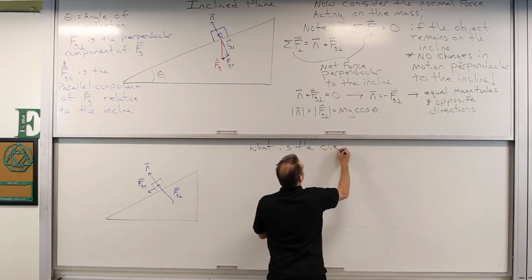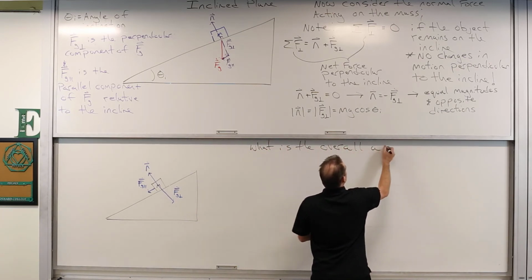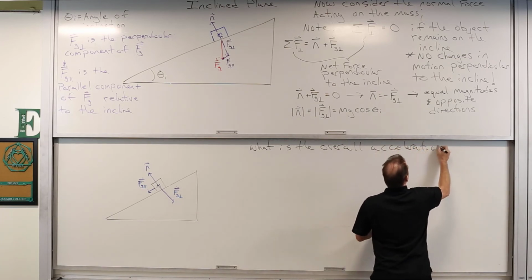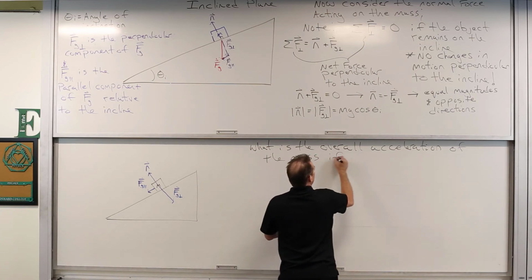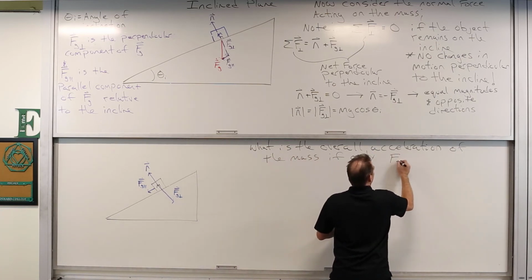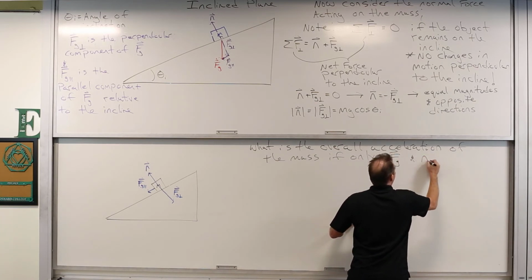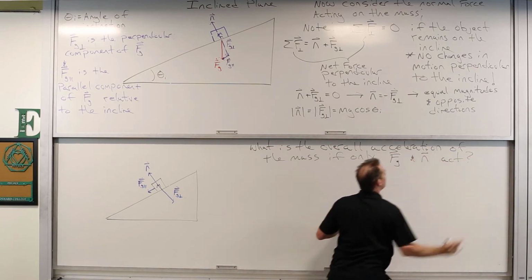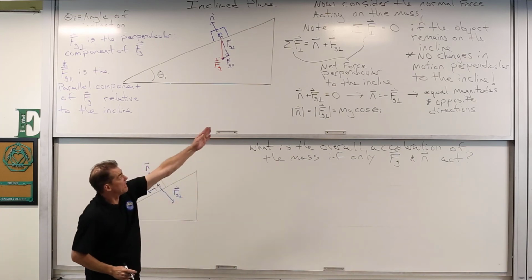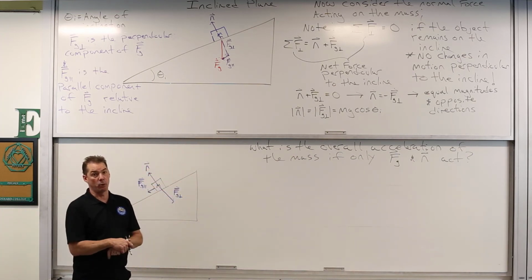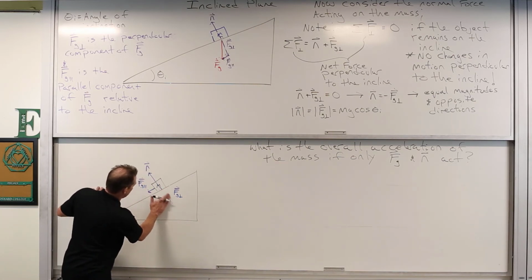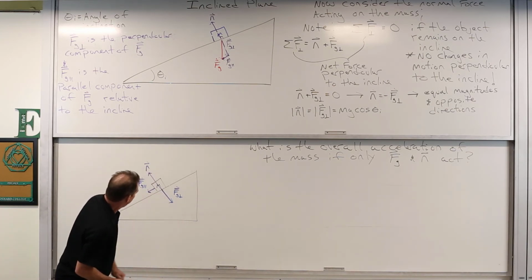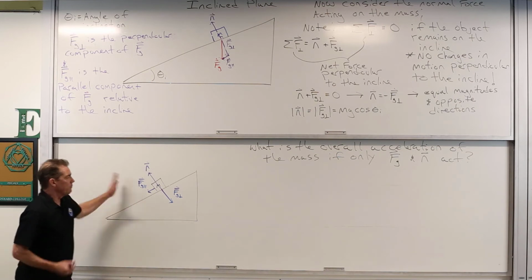Is the overall acceleration of the mass if only F sub g hat and n hat act? Well, we've already gotten that the net force perpendicular to the incline has to be equal to 0. So there is no motion perpendicular to the incline. That makes me feel a little bit better. At any rate, what are we left with?